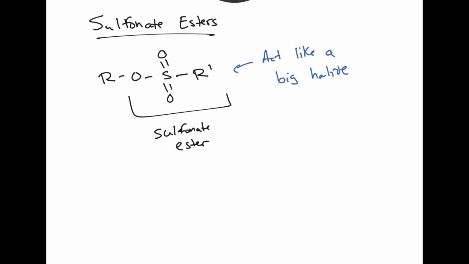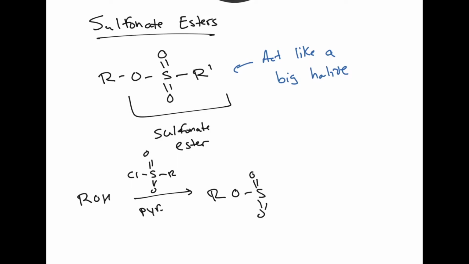Generally, we make these by taking our alcohol, reacting it with sulfonyl chloride and a base, usually pyridine, and that's going to make your sulfonate ester. You're just going to have your oxygen replace your chlorine.